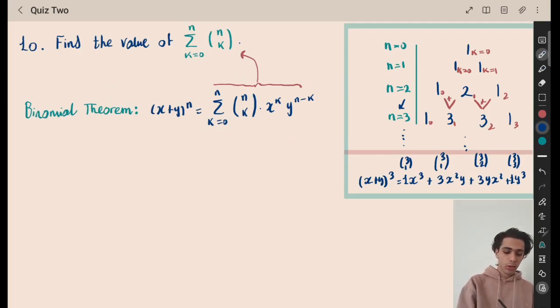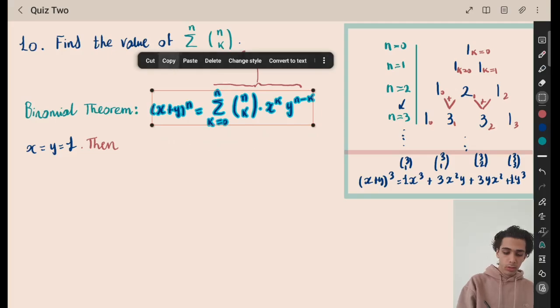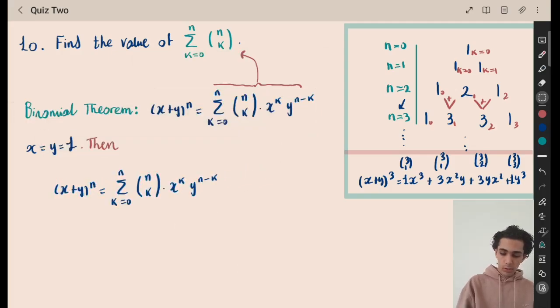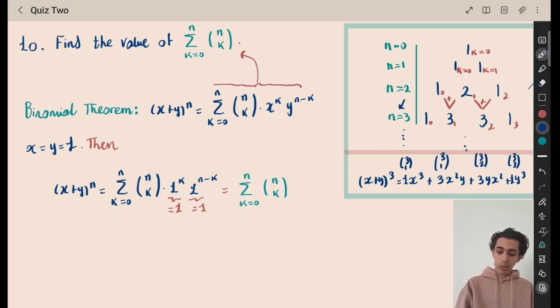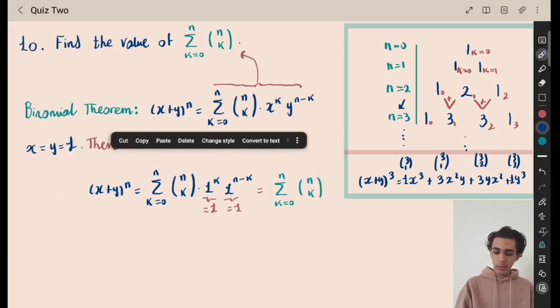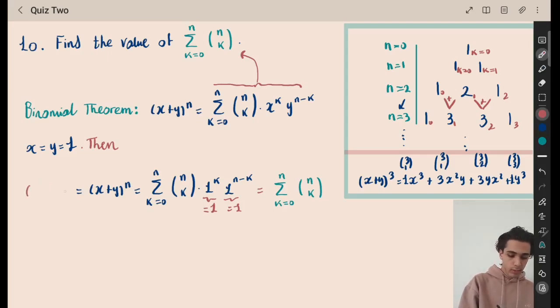And these values are, we choose x to be equal to y equal to 1. Then in that case, this expression is going to be equal to, on the right, 1 to the k and 1 to the n minus k. And remember that 1 to the power of anything really is just 1. So we get this expression times 1 times 1. But we can just remove the 1's. And on the right, I want you to notice that since we've chosen x and y to be 1, we can write this as 1 plus 1 to the power of n.